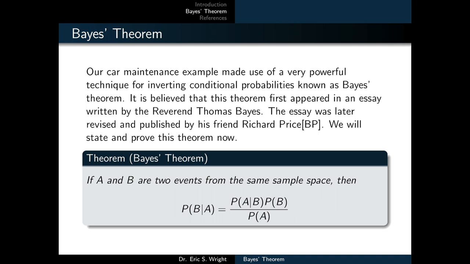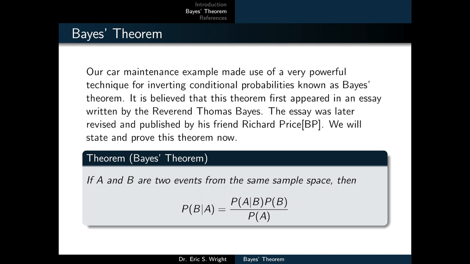Our maintenance example made use of a very powerful technique for inverting conditional probabilities known as Bayes' theorem. It is believed that this theorem first appeared in an essay written by the Reverend Thomas Bayes. The essay was later revised and published by his friend Richard Price. We'll state and prove this theorem now.